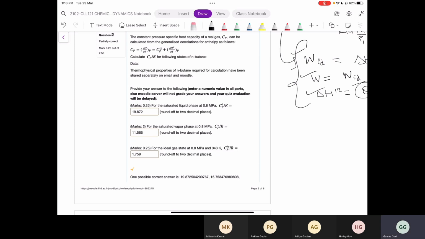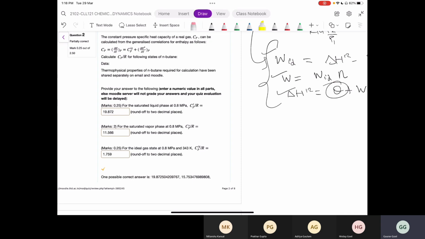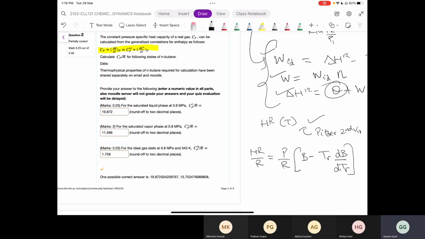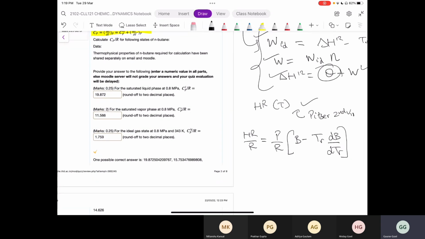So C_P you can directly calculate from the enthalpy expression. It's already given here, right? This is the formula you had to use. So H^R as a function of T is available to me from the Pitzer second virial correlation. Okay, sir, got it. So if you look up the formula, let's say, I hope I'm writing it correctly. I believe this is the formula for H^R by R. Now all I have to do is take a temperature derivative of this, because everything is in terms of T_R. So you convert this to T_R terms. So what will it entail?